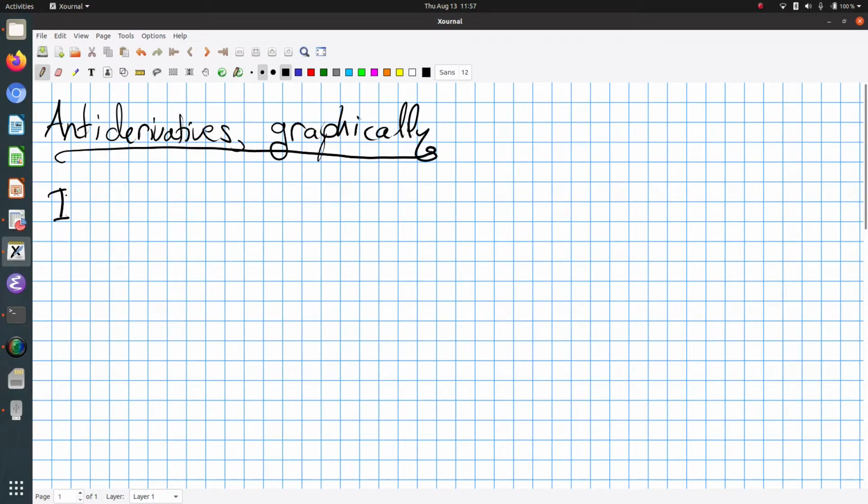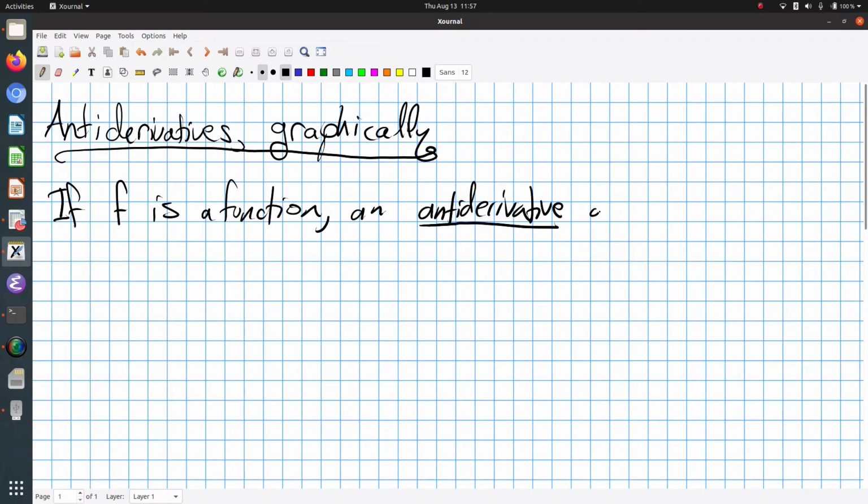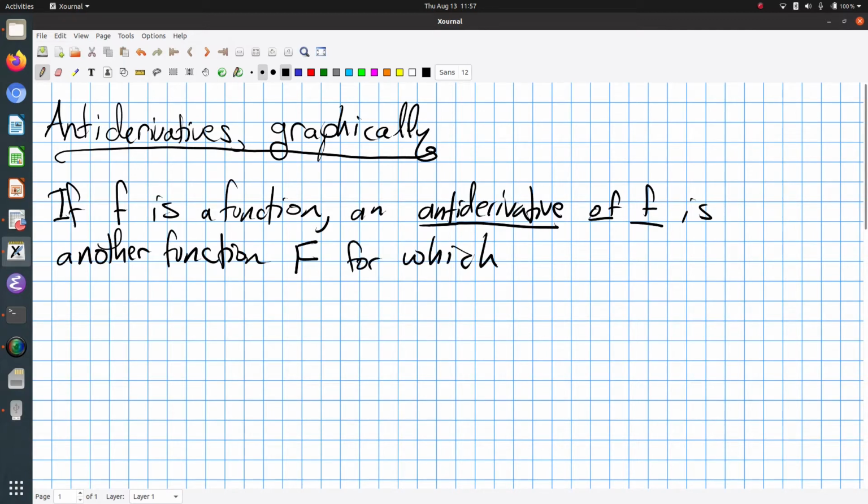So, if f is a function, an antiderivative of f is, well, it's another function, capital F, for which capital F prime of x is equal to f of x for all x in some domain.